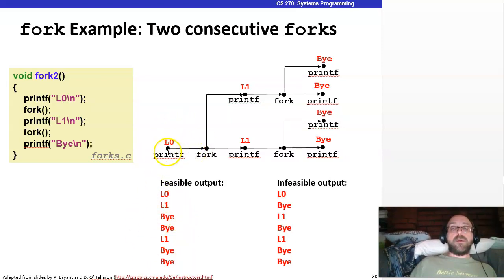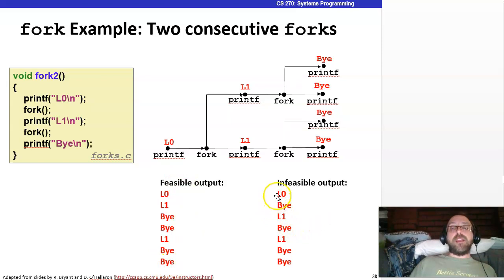L0, then we fork, and let's say this is the child process. The child process calls printf for L1, then forks. Now we have these 2 processes, each of which print bye, and only then, perhaps, does the printf in the other process, the original parent process, run. And then it prints L1, forks, and 2 byes. So we could see this order.